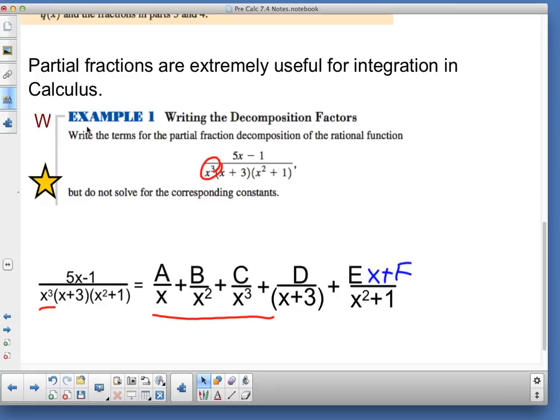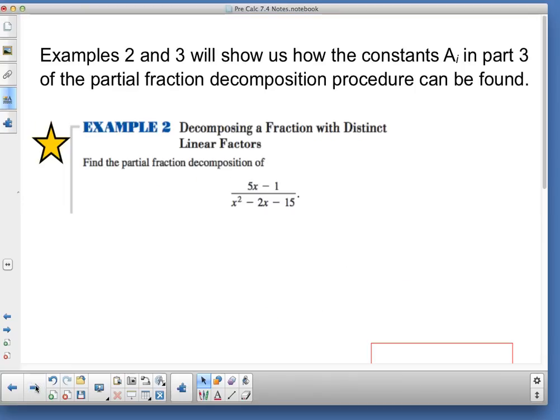And I am not solving that. I was just asked to write the terms for the partial fractions decomposition of a rational function, but do not solve for the corresponding constants. So everything's set up, but I'm not solving this one. Okay, let's look at number 2. I'm going to solve that. So I've got to factor the bottom, x minus 5 and x plus 3.